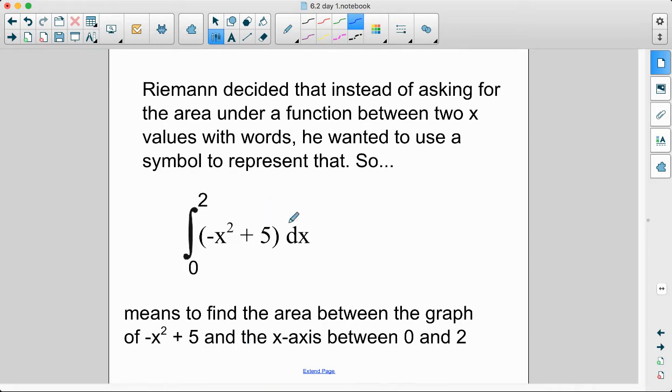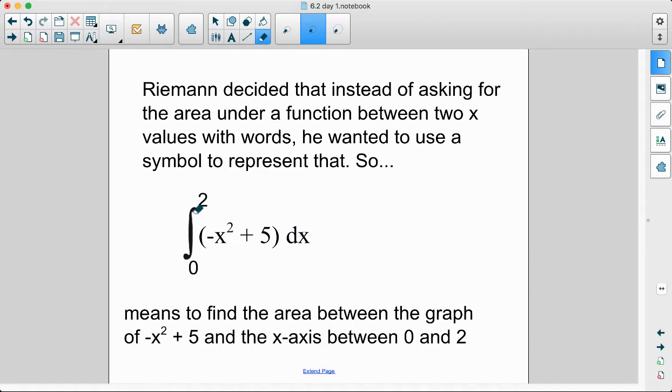So Riemann came up with a notation, because you know mathematicians want to put everything down to notation. Instead of saying, what's the area under the curve down to the x-axis between these two values, he used a symbol. So he used the symbol of the integral, which we've learned about already, but we've used it for something different. So he used it for the area under the curve of -x² + 5 between 0 and 2.